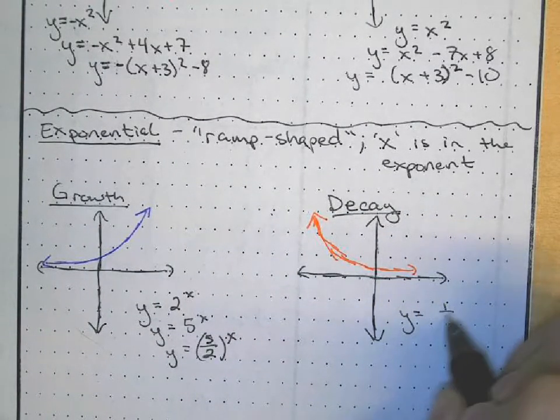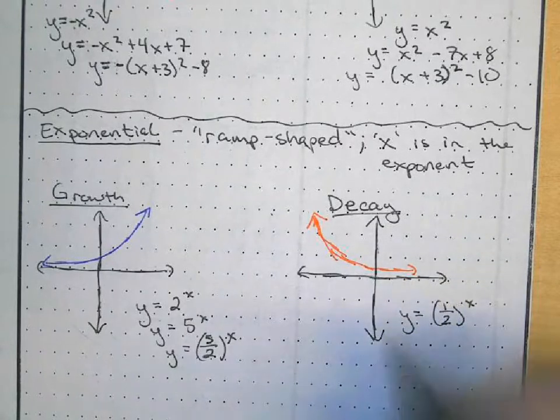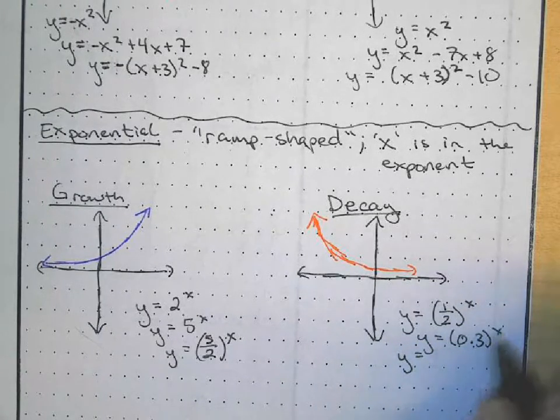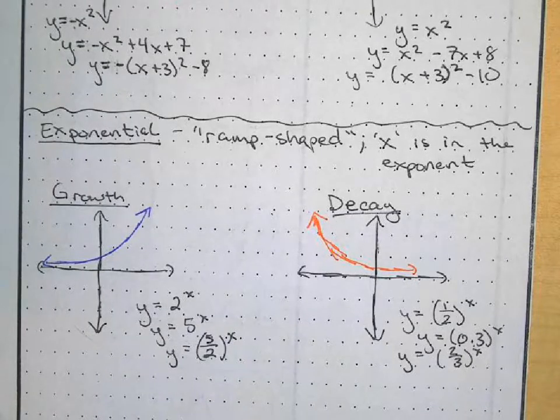So you could have y equals 1/2 raised to the x. 1/2 is less than 1. You could have y equals 0.3 raised to the x. That's less than 1. Or you could have y equals 2/3 raised to the x. So anything less than 1 but positive will look like that. And that's our exponential functions.